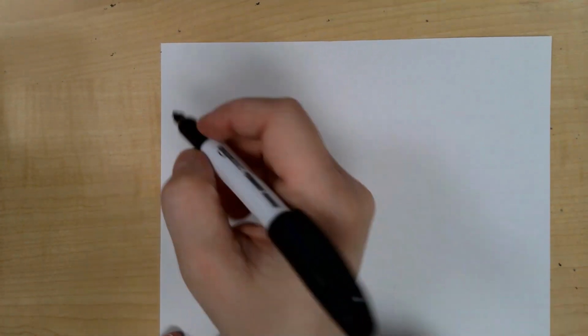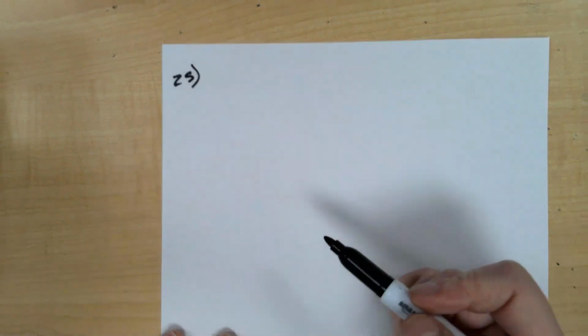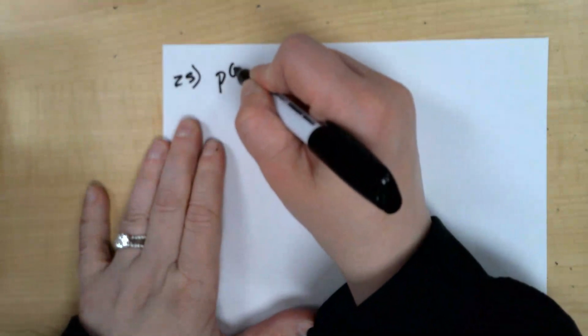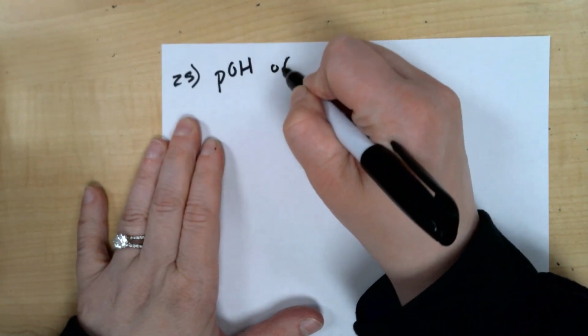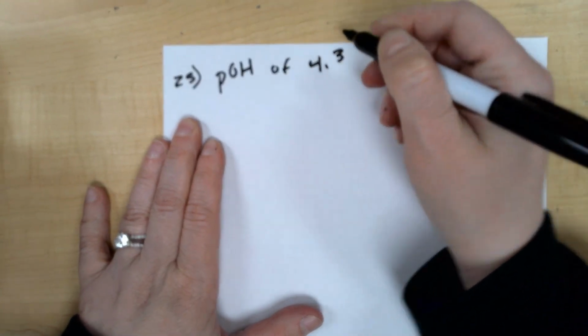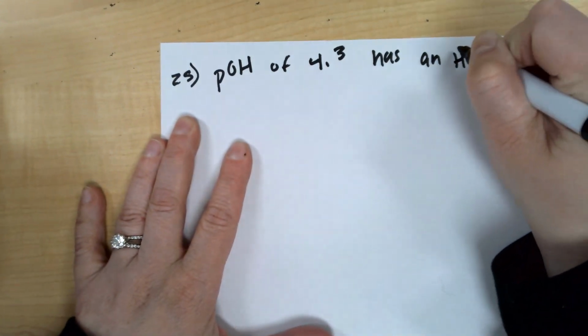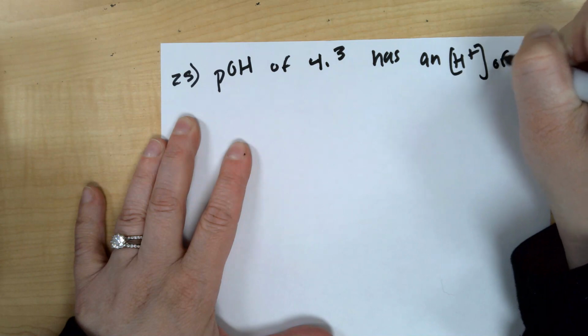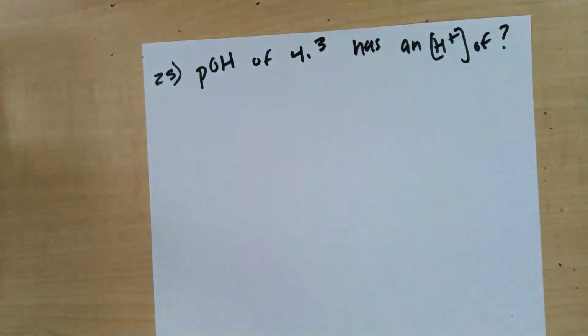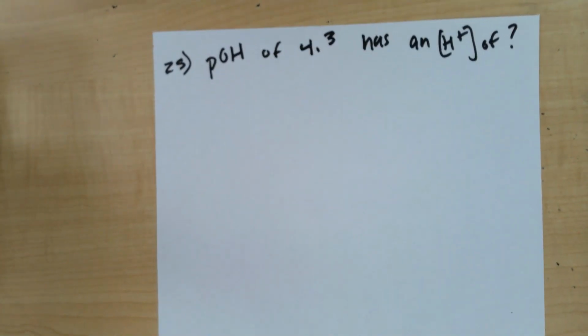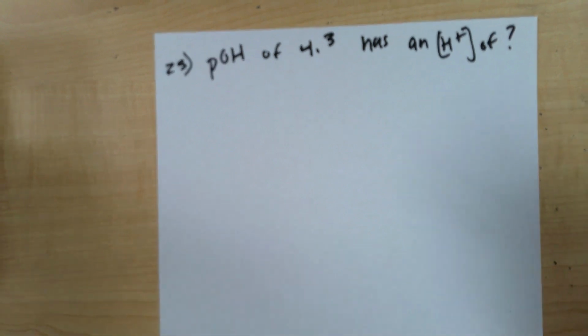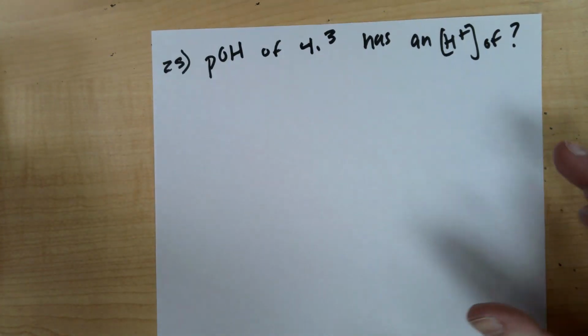You can follow along on yours, but just kind of write it out here. 25 is saying a solution with a pOH of 4.3 has an H plus concentration of what? Right? So now this is a little tricky, because it wants us to get an H plus concentration at the end of the day.